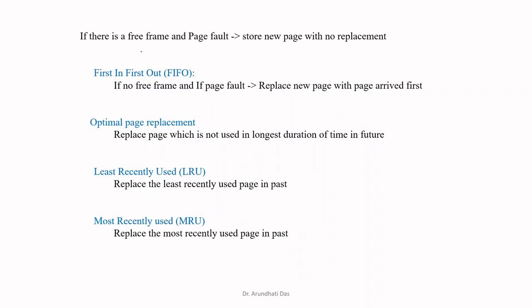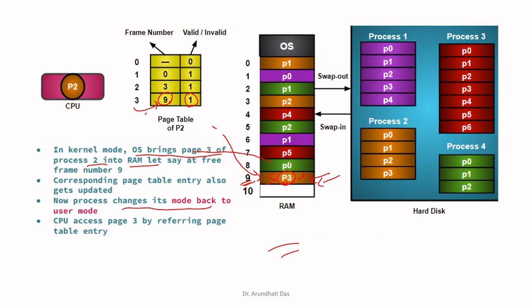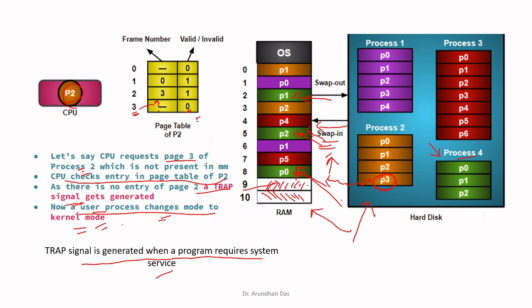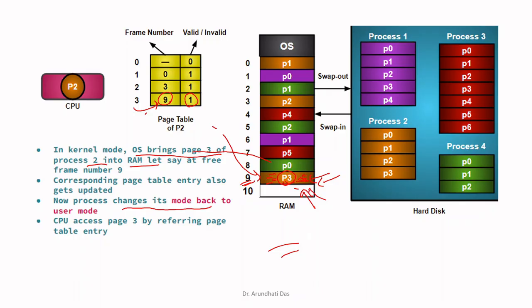So you see here, if there is a free frame and a page fault occurs, then store the new page with no replacement. Obviously, if I have some free slots here, a page fault will occur definitely. P3 is not there in the memory, so I need to bring it, but I will occupy the vacant slot. But if all the slots are occupied, I will replace any of the pages.